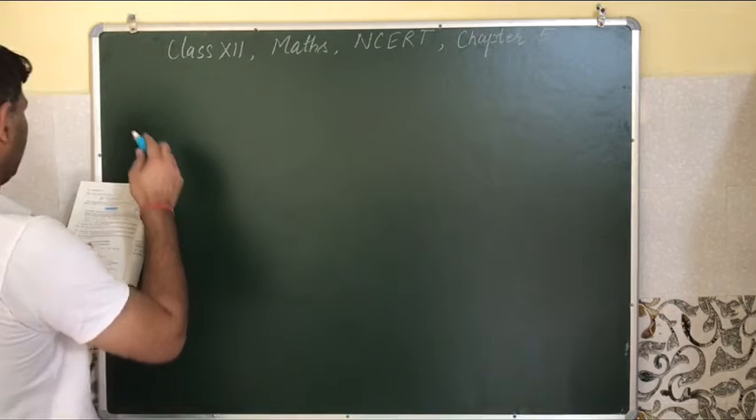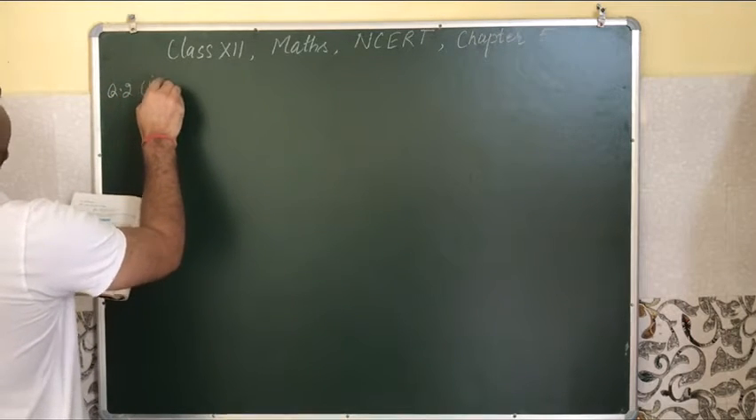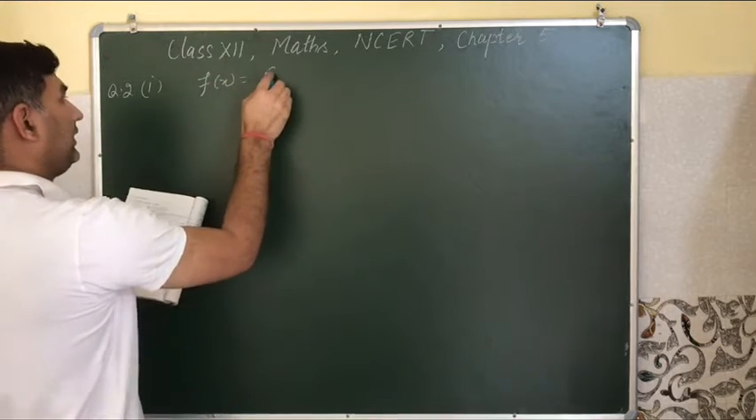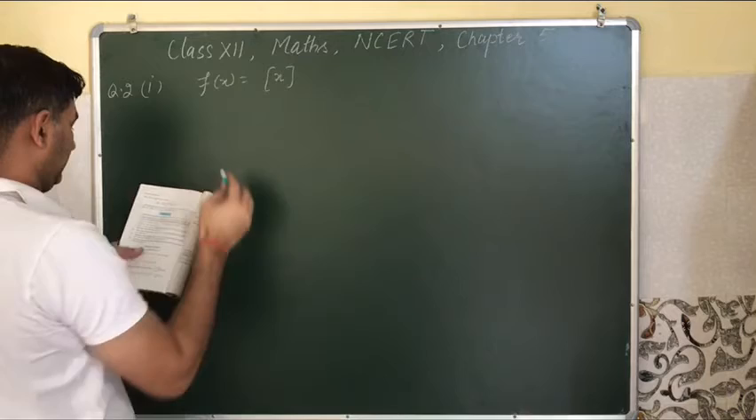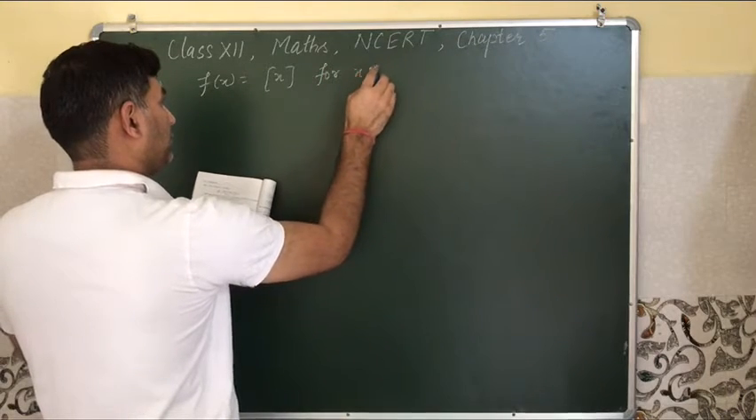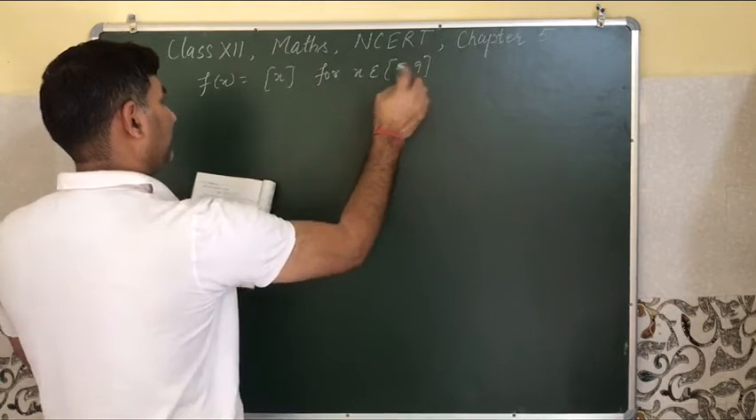Then question number 2, part 1: f(x) is equal to the greatest integer function, and x belongs to the closed interval [5, 9].